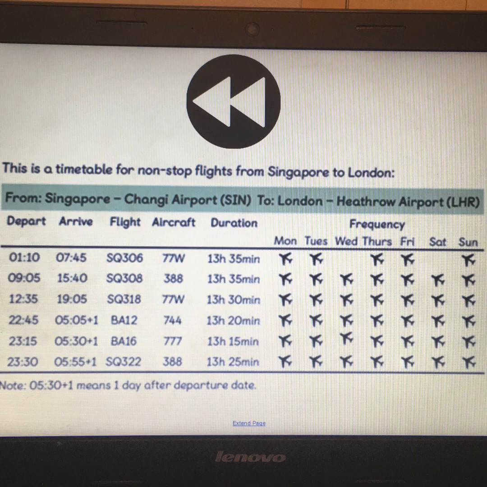I want you to put your finger on the time that is the same as saying 11:15 p.m. Hopefully you are pointing at the departure for the 777 aircraft for the BA16 flight, which says 23:15, which would be the same as 11:15 p.m. Now I'd like you to put your finger on the time that is the same as saying 3:40 p.m. Hopefully you are pointing at 15:40 for the 388 aircraft on the SQ308 flight, because 3:40 is the same as 15:40, because you add on 12 hours.